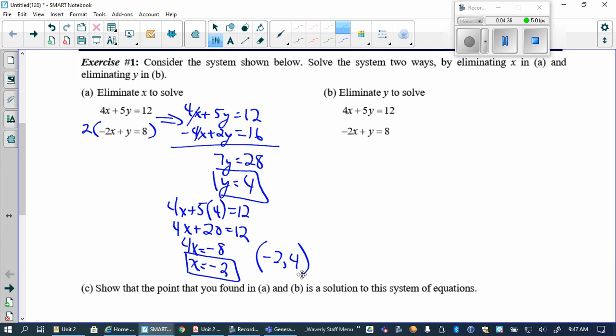Everybody agree we'd have to multiply by negative 5? Okay, let's just do it that way. Because we need 5y and we need a negative 5y to make that happen, right? So 4x plus 5y equals 12. And what's on the bottom? A positive 10x minus 5y equals negative 40. Add them up. 14x equals negative 28.